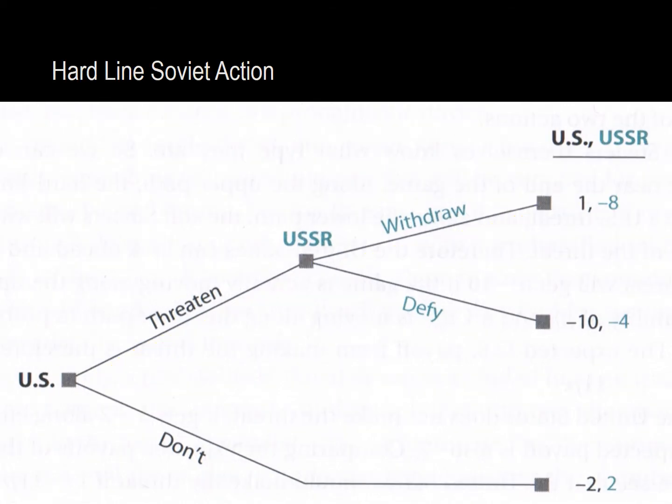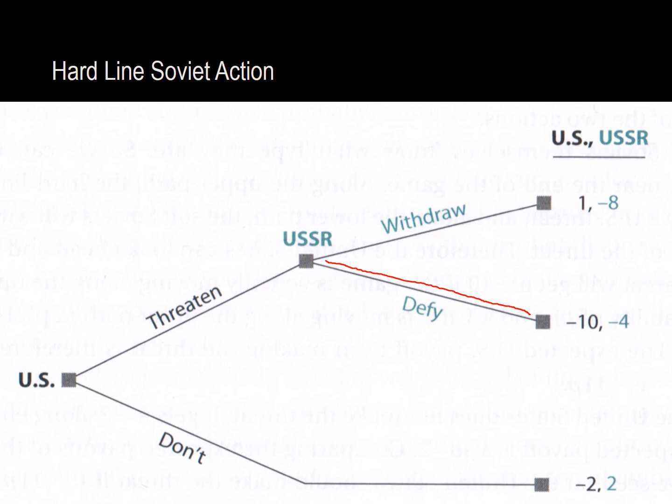Here we have a hardline Soviet action. In other words, we have a different personality for the Soviet player. So the payoffs are different. So again, starting with Zermelo's theorem, we look at the node that's closest to the end, which in this case is the USSR node. And the USSR has two payoffs. They can defy for a -4 or withdraw at a -8. Probably because of reputational costs, the Soviet Union would prefer to defy. So in this instance, this is the path that the USSR would choose.